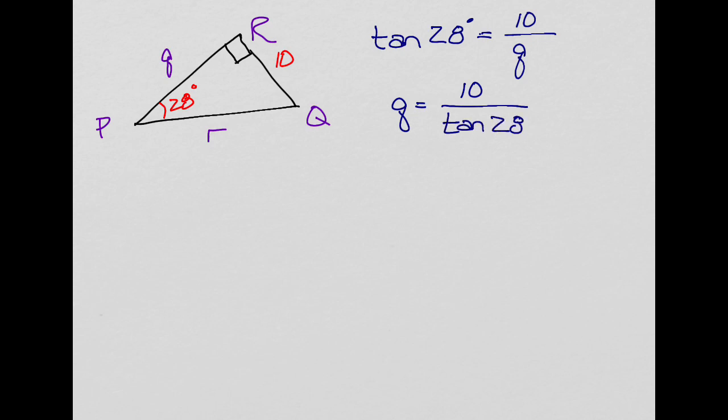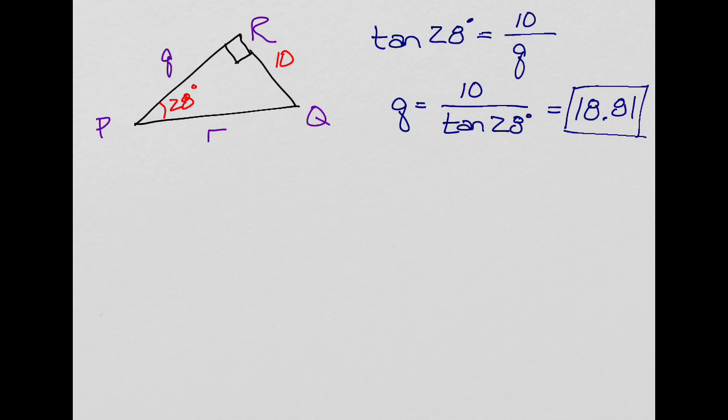When we're doing application type problems like this, we do tend to use degrees rather than radians, so check your calculator, make sure you're in degree mode. At this point, it's a calculator question, 10 divided by the tangent of 28 degrees, and we get a side length. Q is 18.81. There aren't any units indicated, so unit, whatever the units are.